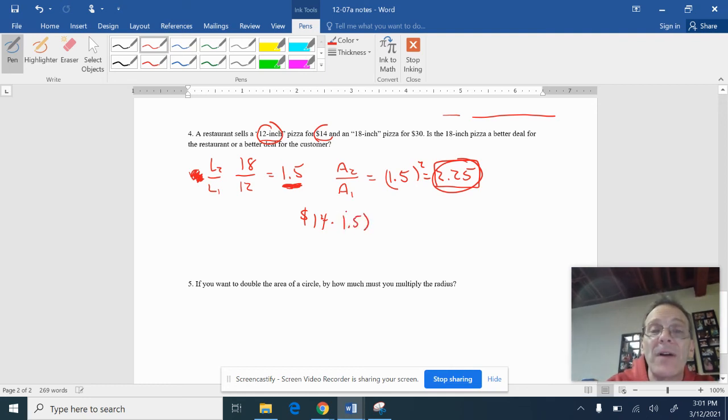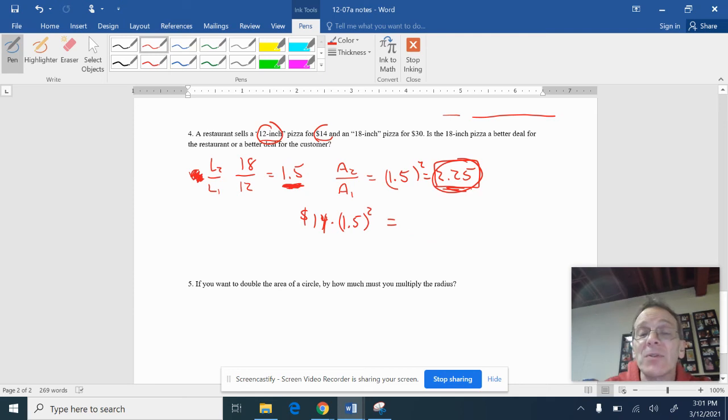Multiply it by 1.5 squared, because again, that cost is not really the cost per inch, right? It's the cost per square inch. That cost is really an area measurement. So you want to multiply that cost not by a length ratio, but by an area ratio. Okay, 14 times 2.25. And I can tell you what that is. It's, well, I'm going to have to do the math real quickly in my head.